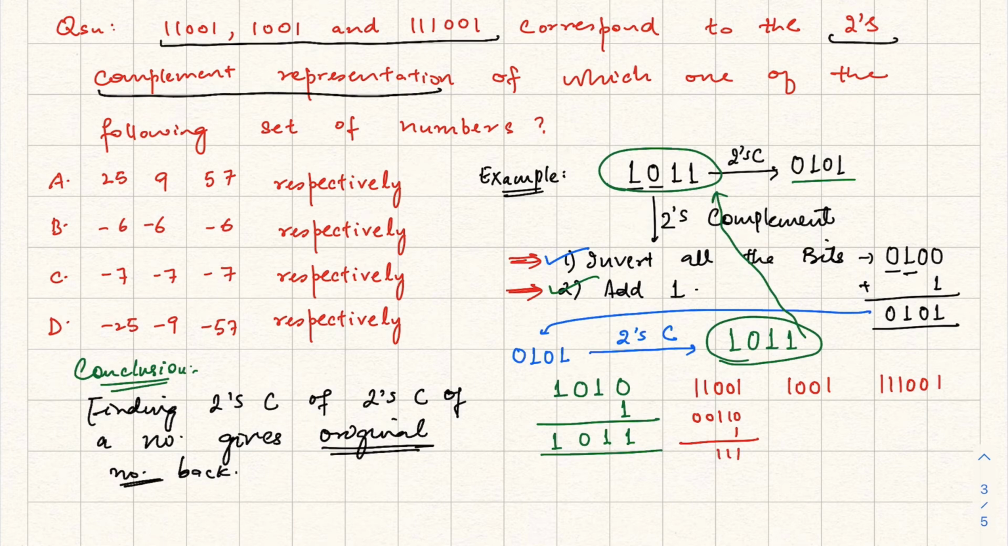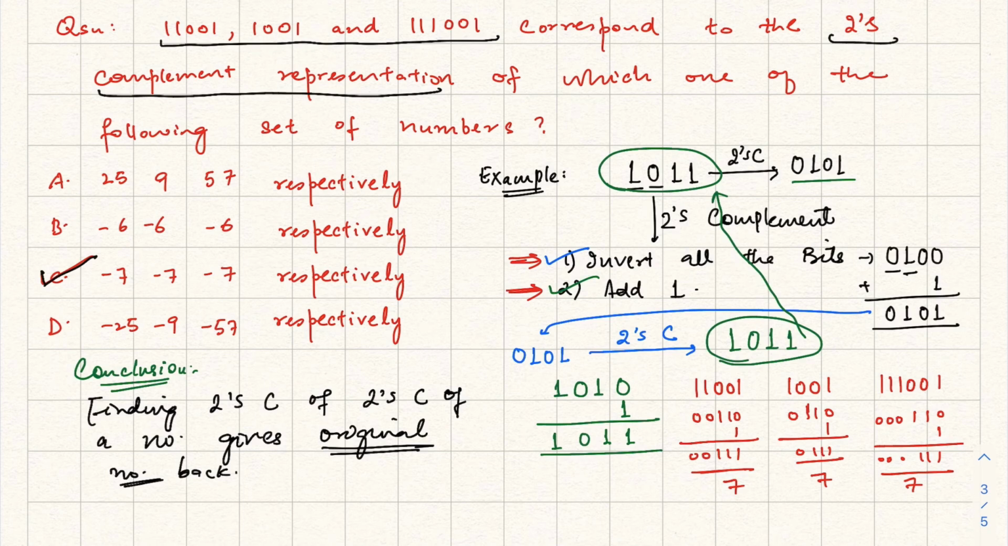Similarly, for the next one, you invert all the bits first, it becomes 0110, you add 1 to it, it becomes 0111. And for the next one, you invert all the bits, it becomes 000110, and you add 1 to it, it is again 000111. And 111 you all know is nothing but 7. So the answer to this question is -7, -7 and -7. The answer is C.